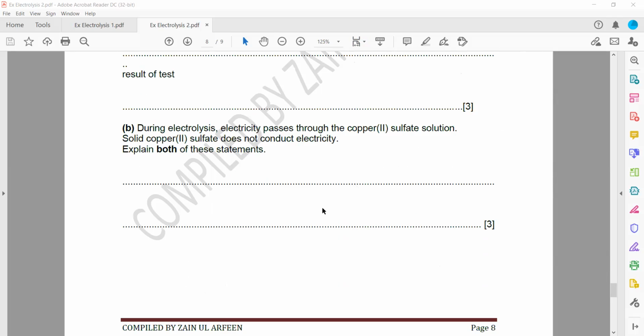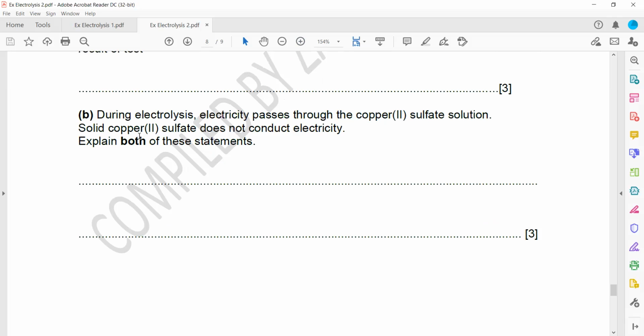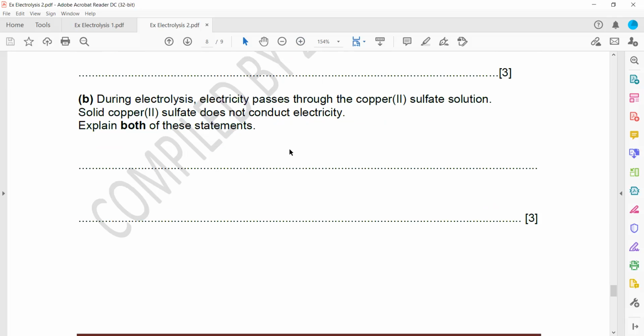Now, during the electrolysis, electricity passed through the copper 2 sulfate solution. A solid copper 2 sulfate does not conduct electricity. Explain both statements. So solid copper 2 sulfate cannot conduct electricity, but the solution can conduct. And it's 3 marks. So what are the points we should include?